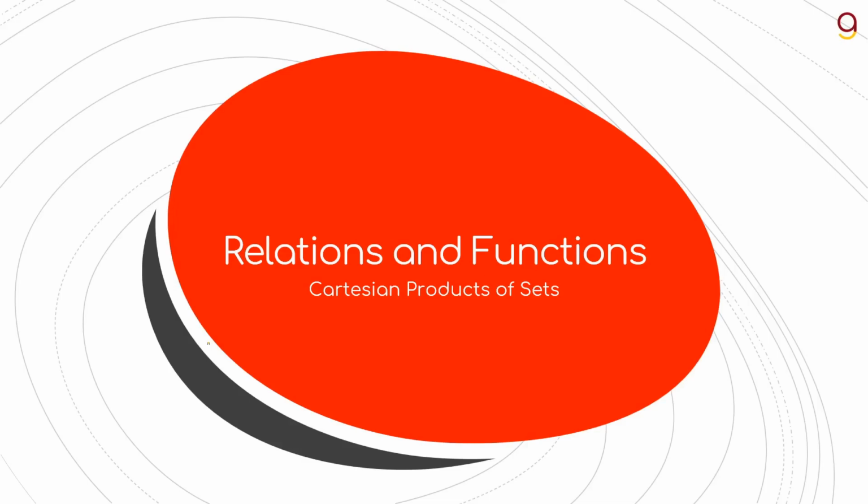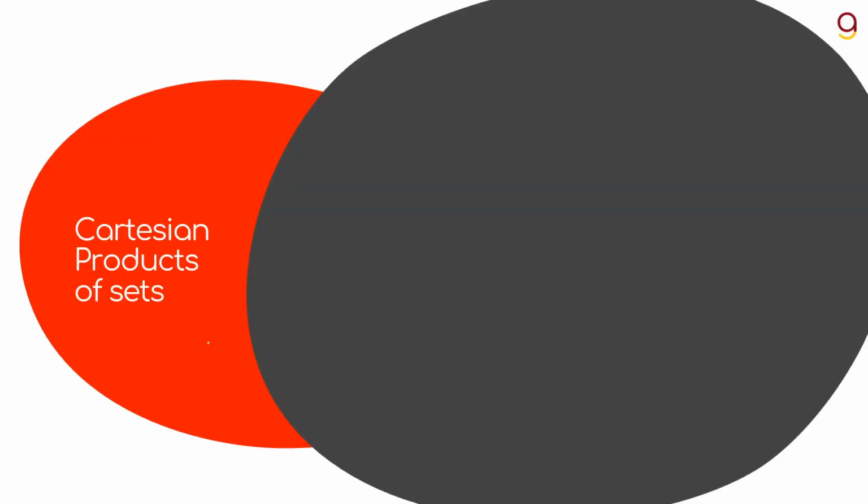Today we are going to talk about Cartesian product from the chapter Relation and Functions. Let's understand what is Cartesian product of sets using an example. As in our previous videos, we studied about sets. A set is a collection of well-defined objects.